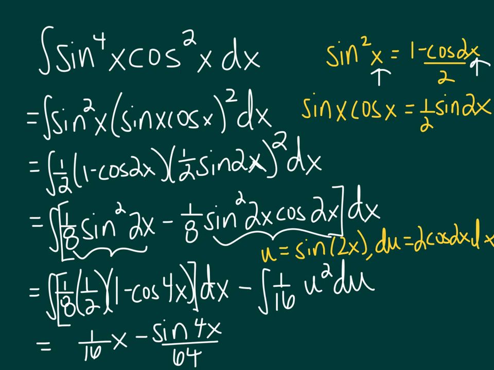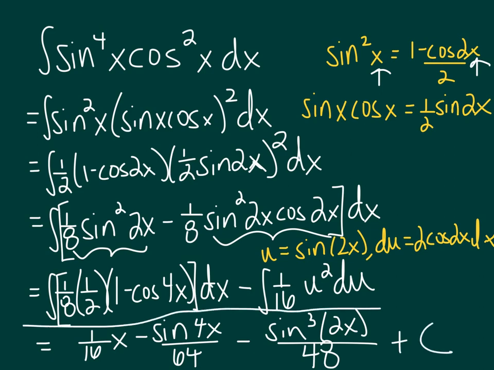And for this one, I know I'm going to get u cubed over 3 times 1/16. And then I can just replace this again with u. So I'm going to do all of this in one step. So I know I'll have sine cubed of 2x over 48, plus c. And again, there's different ways to do this. You should end up with the same answer. But that's one of the quickest ways. So in general, this will be the strategy that you use anytime both your sine and cosine powers are even.